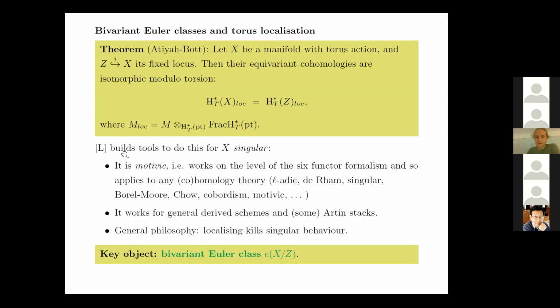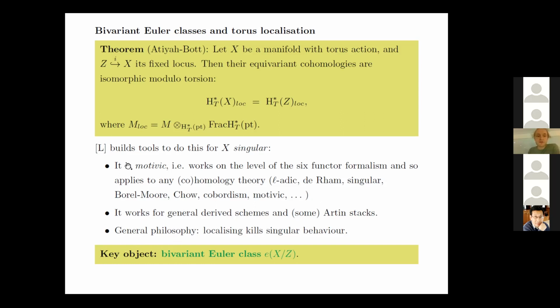So some of the results in the paper replace this manifold with, say, a singular space. Firstly, it works not on the level of cochains and singular cohomology, but in the language of the 6 functors. So in particular, you can get a statement for l-adic, de Rham, and singular cohomology, and if you work a bit more, you can also get statements for things definable using the 6 functors, like Borel-Moore homology and Chow. It also works for general derived schemes and some Artin stacks.